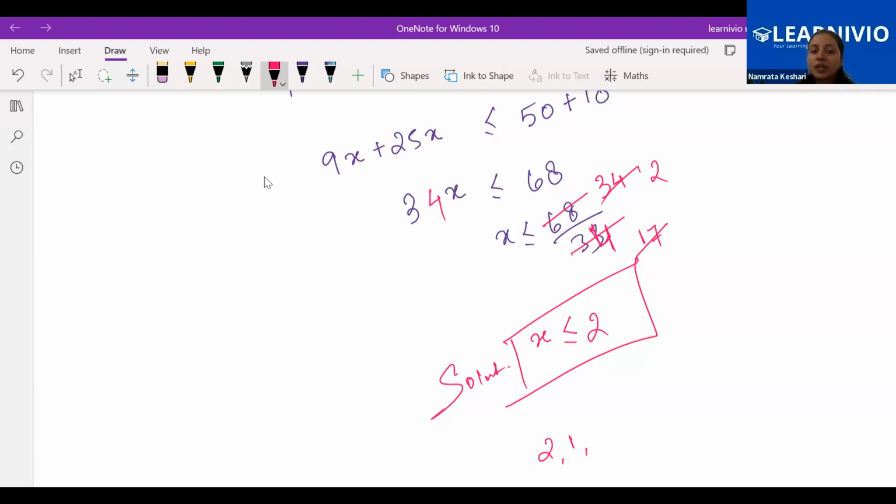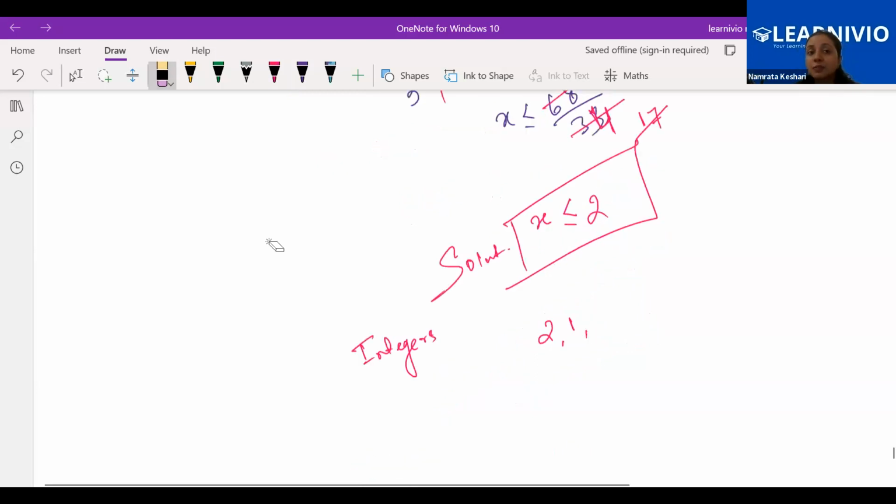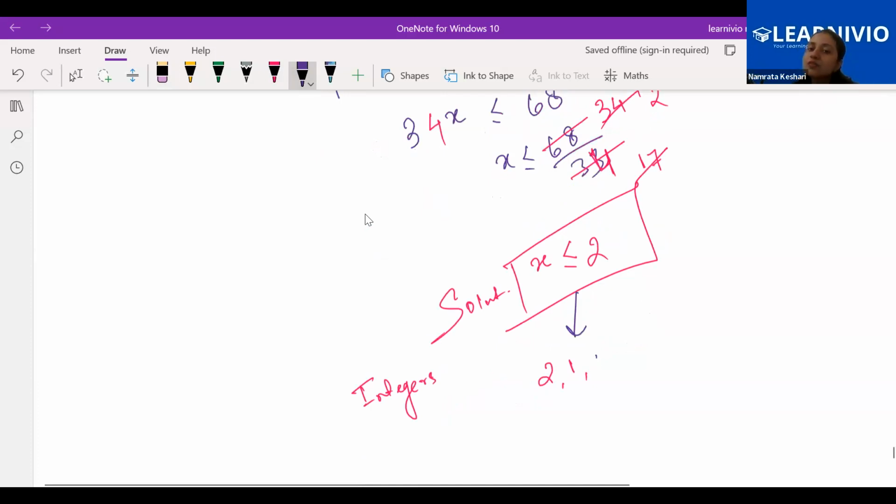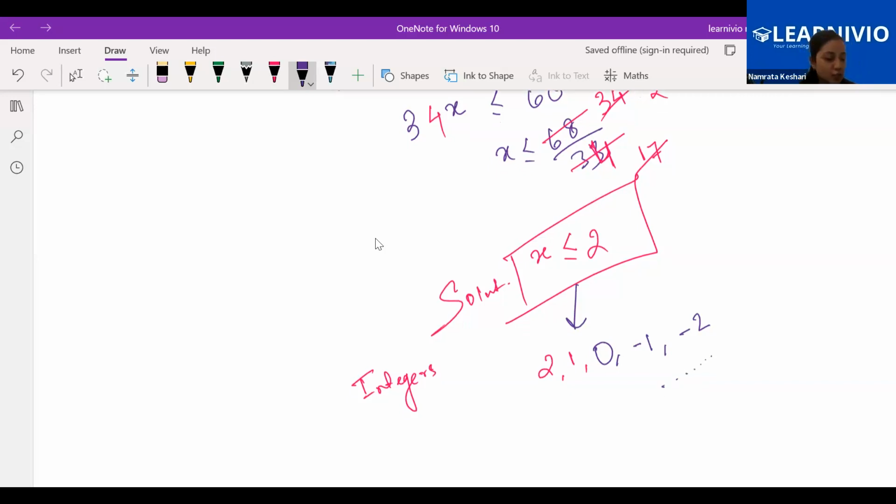The solution can be 1. If we are supposed to write integers only, the instruction will be there in the question: answer in integers. Then we are supposed to take only integers from this solution. So 2 we can take, 1 we can take, 0 we can take, minus 1, minus 2, like this it will keep on going. These are all the solutions of the given inequality. The way we solve the equation, similarly we need to solve the inequality. Now suppose there is a question like this.